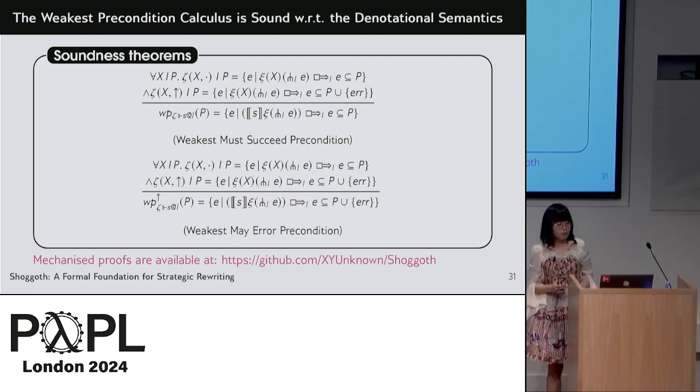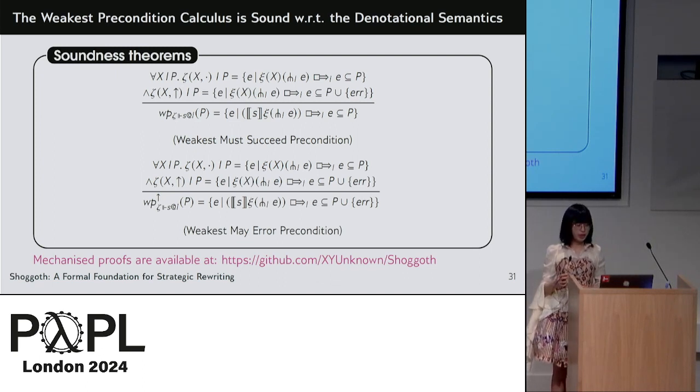And we also prove the soundness of our weakest precondition calculus with respect to the denotational semantics. It means our weakest precondition calculus is indeed modeling successful executions as what we want according to our formal semantics. And all the proofs are mechanized and can be found on my GitHub.